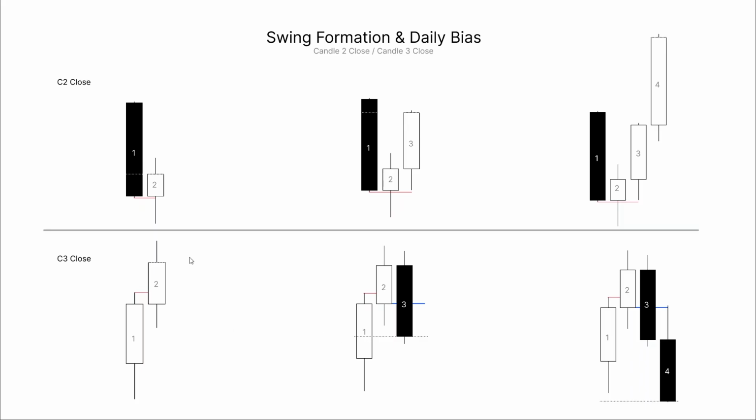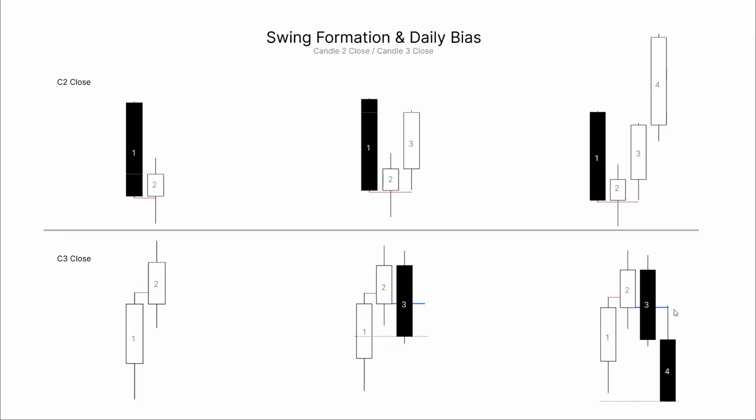So let's take a look at the difference between this swing formation here and this one. As you can notice here in this C3 close swing formation, candle 2 did not displace back within the range of candle 1's low, but candle 3 displaced below candle 2's low. So once we have candle 3 close below candle 2's low, you can anticipate candle 4 expanding or displacing below candle 3's low, reaching for candle 1's low.